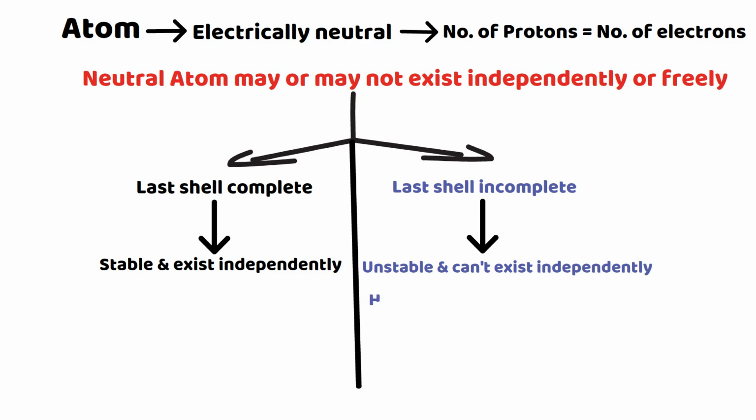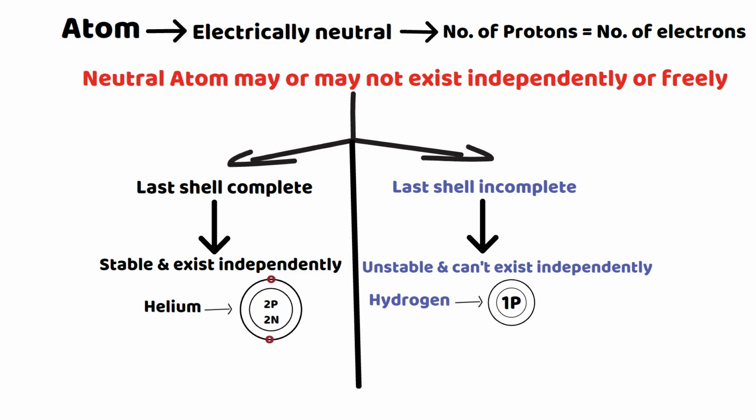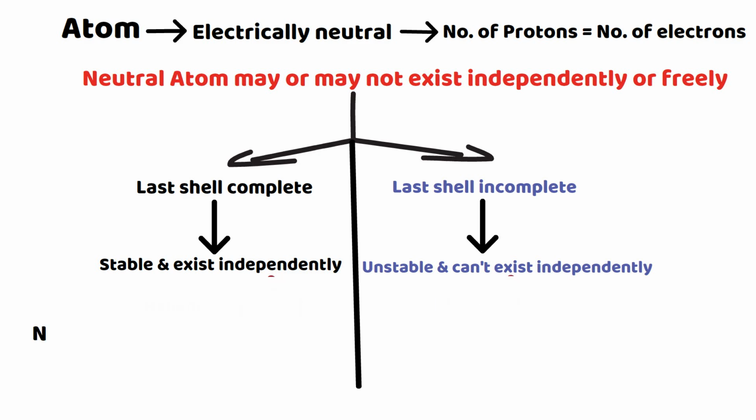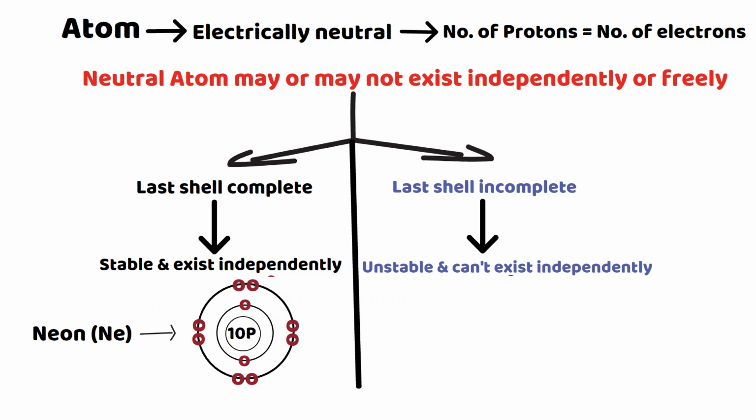Compare the atoms of hydrogen and helium. Helium has 2 electrons in its last shell. As the valence shell is complete, the helium atom is stable and it can exist as such in atomic form. Now if we see an atom of hydrogen, it has only 1 electron in its valence shell, so it is unstable and can't exist in atomic form. Another example, see an atom of neon. Its atomic number is 10. It has 10 electrons. So 2 electrons are kept in the first shell and 8 electrons in the second shell or valence shell. Now as the valence shell is complete, the neon atom is stable and can exist independently.